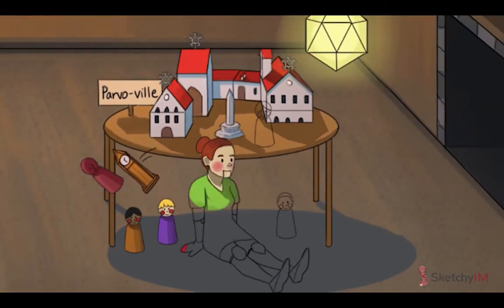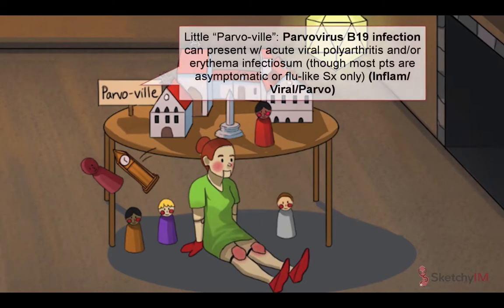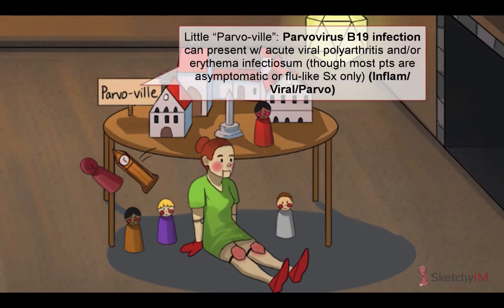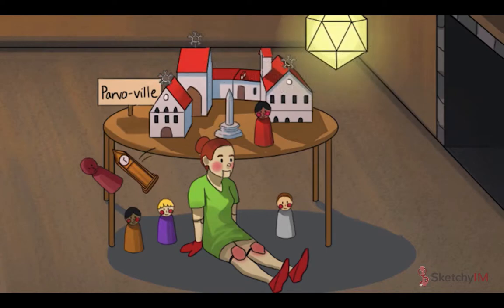Over in the parvovirus playset, I want to illustrate a few more characteristic features of parvovirus B19. Recall from Sketchy Micro that parvo or parvus means small because these viruses are tiny. In fact, they contain like 2 genes, and they're represented here by the tiny inhabitants of Parvoville. Most individuals with an acute parvo B19 infection will remain asymptomatic or develop nonspecific flu-like symptoms. About a quarter of patients, however, will have a disease called erythema infectiosum and/or an acute polyarthritis.